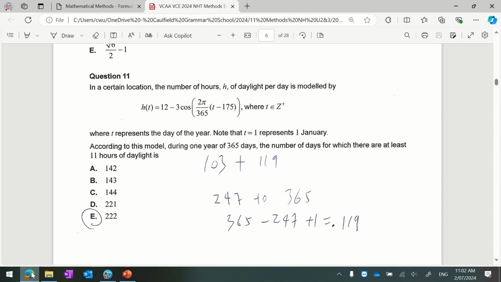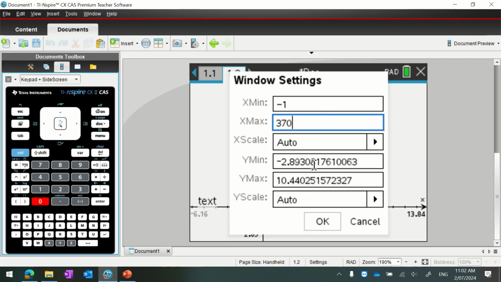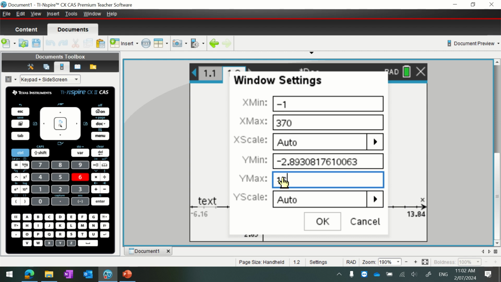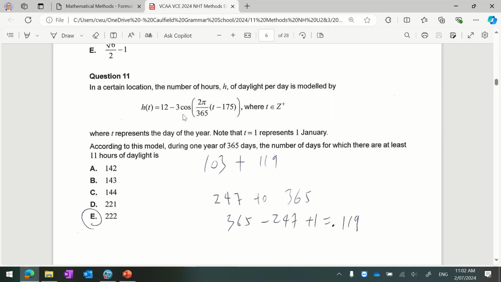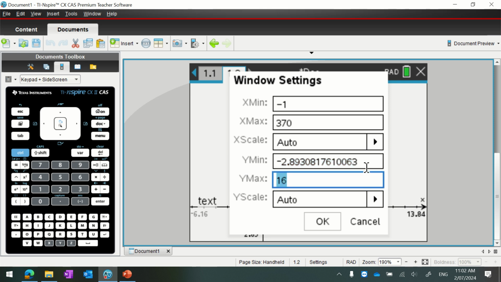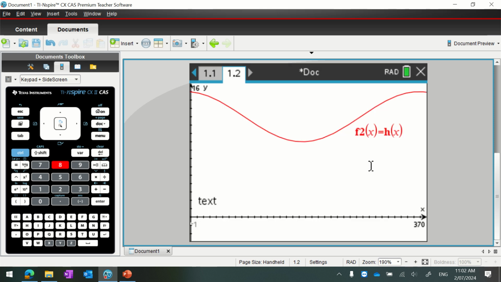And then I need the maximum also. So you can see here very quickly, it's 12 plus 3. So 15, which means I'm going to make this something slightly bigger. And the minimum is -3 plus 12. So I'm going to make this something like this.